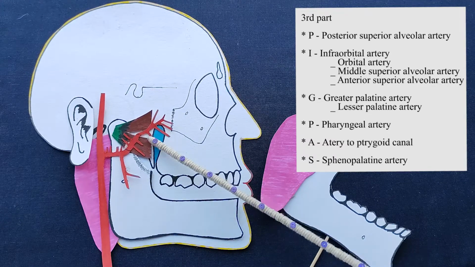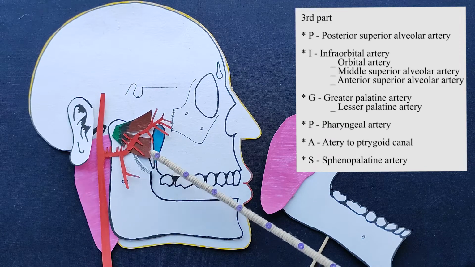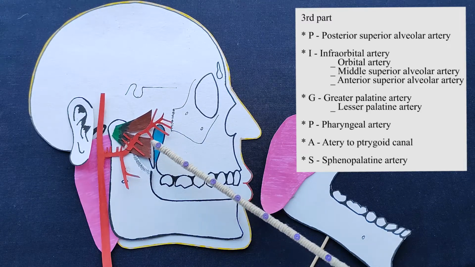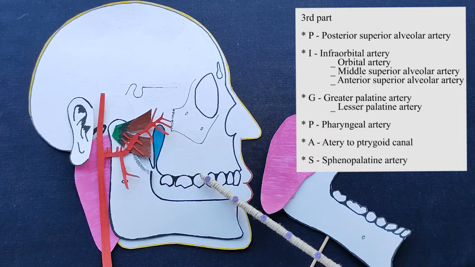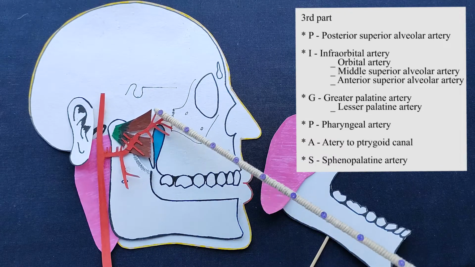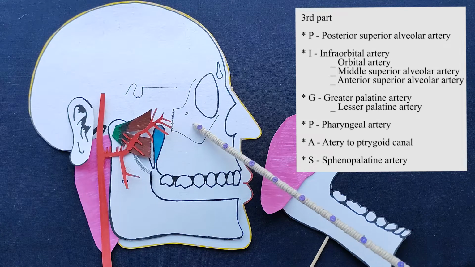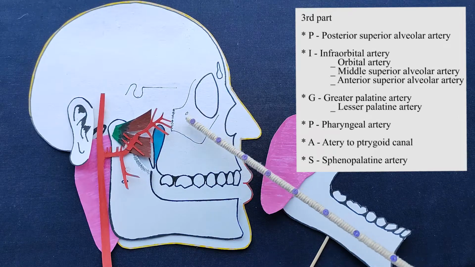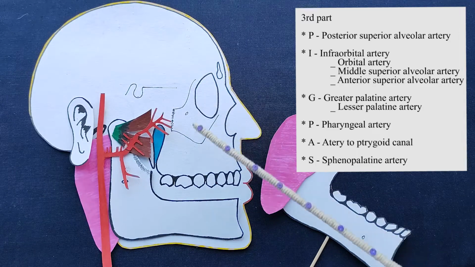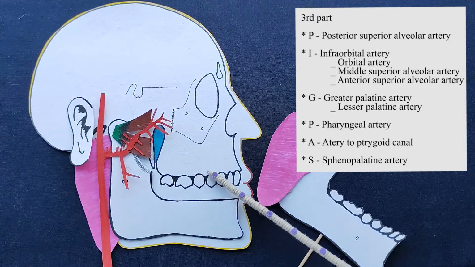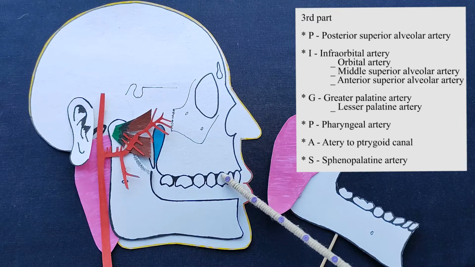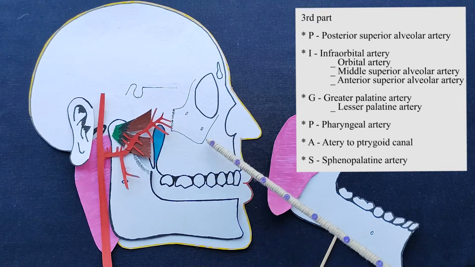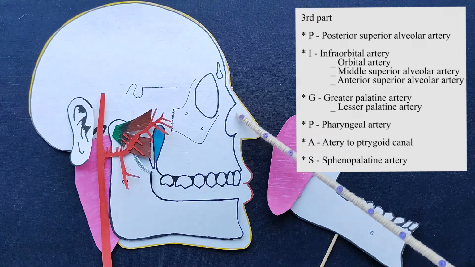The third part of maxillary artery escapes between 2 heads of lateral pterygoid muscle into pterygopalatine fossa. It has 6 branches, which is PIGPAS. P-I-G-P-A-S. P is for posterior superior alveolar artery, which supplies maxillary air sinus, maxillary molars, and maxillary premolars. I is for infraorbital artery, which enters inferior orbital fissure and divides into 3 branches: orbital branch, which supplies orbit, middle superior alveolar branch, which supplies premolar, anterior superior alveolar branch, which supplies maxillary canine and maxillary incisors. After emerging through face, it supplies lacrimal gland, nose, and upper lip.